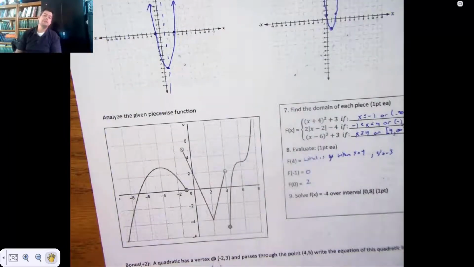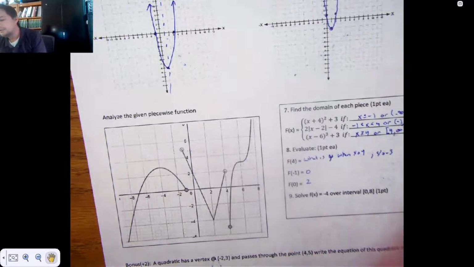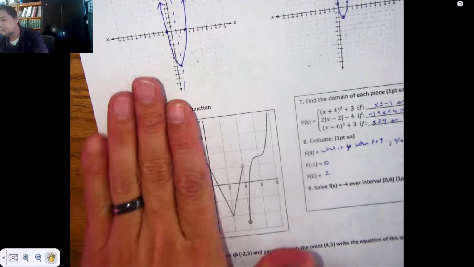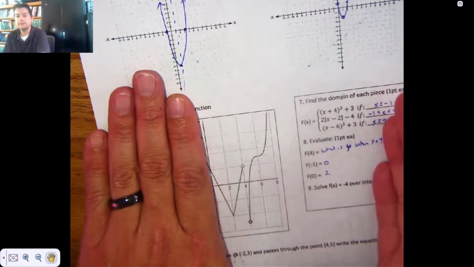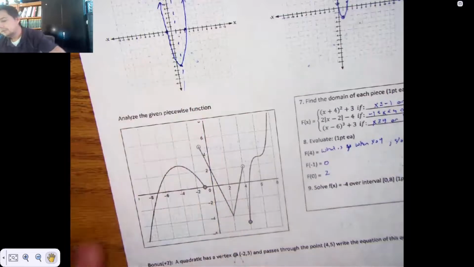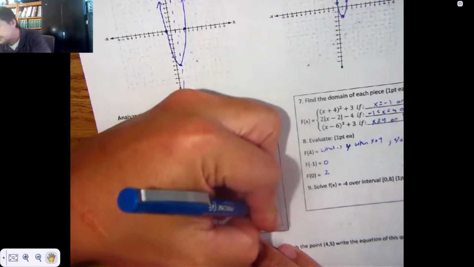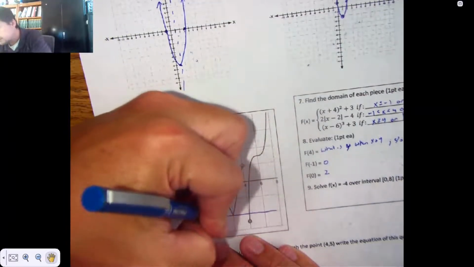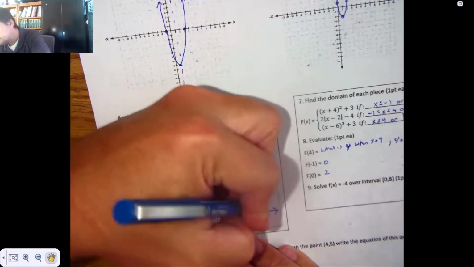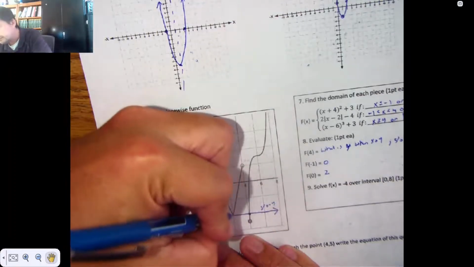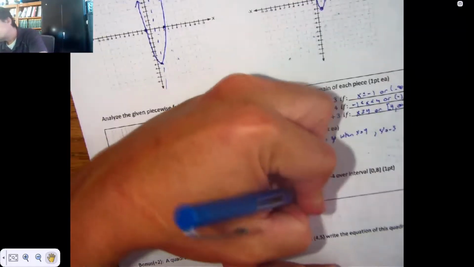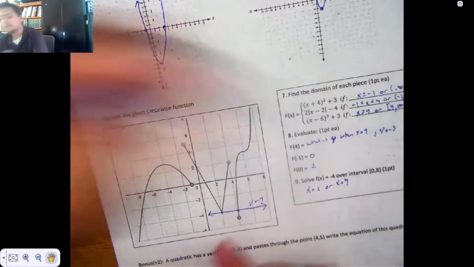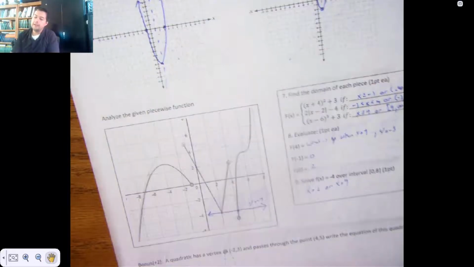Number 9, solve f of x equals negative 4 over the interval 0 to 8. So when I talk about this interval of 0 to 8, I'm only caring about everything to the right here. So I'm going to graph y equals negative 4, because that's what it's saying. And I'm going to look at the x values where this is true. There's two of them. There's one where x is 2, and there's one where x is 4. So x is 2 or x is 4. It's two answers.